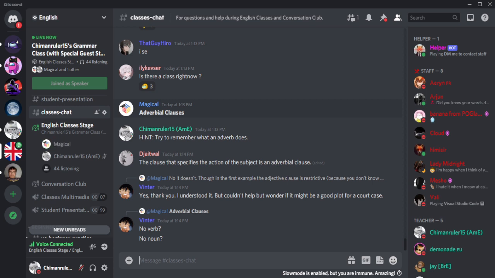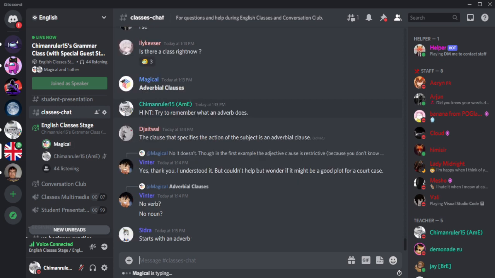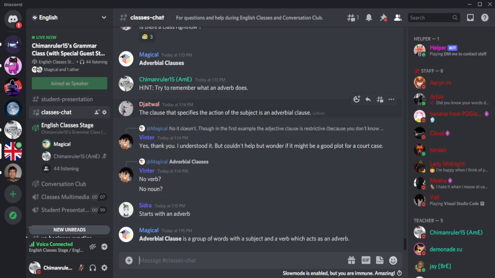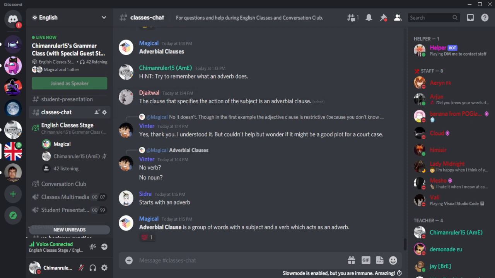Okay, no. So basically, an adverbial clause is a group of words with a subject and a verb, which acts as an adverb. And basically, this is the definition of clause and adverb itself. And now we are going to talk about adverbs. Before going for adverbial clauses, we need to know what an adverb is.